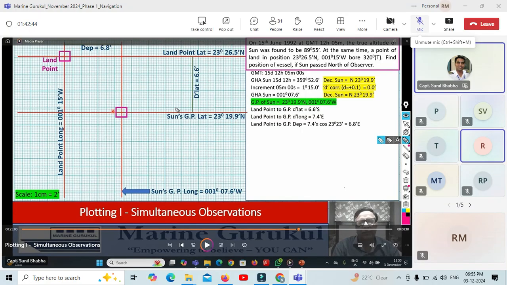Okay, sir. So far we have plotted both the positions, not the fix. Right. We have plotted both the positions with respect to each other. All right, sir.